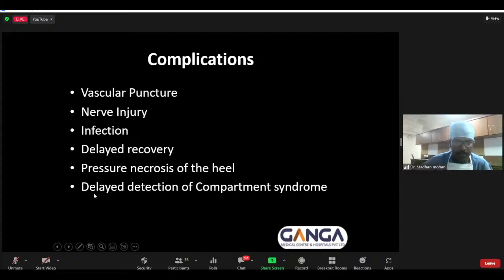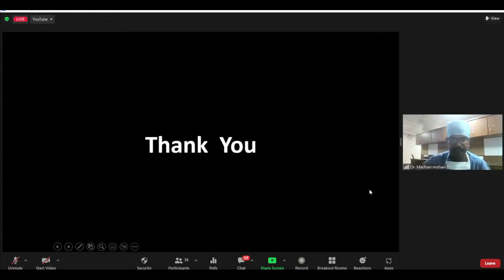And then another point, as Dr. Madhan told, there will be delayed detection of compartment syndrome. So again, this happens if you're giving higher concentration and if you're using additives. So in our institution, for anesthesia blocks, for sciatic nerve block, we are not using additives. Even without additives, in some patients, the block can work for even 48 hours. So you have to keep that in mind. Thank you.